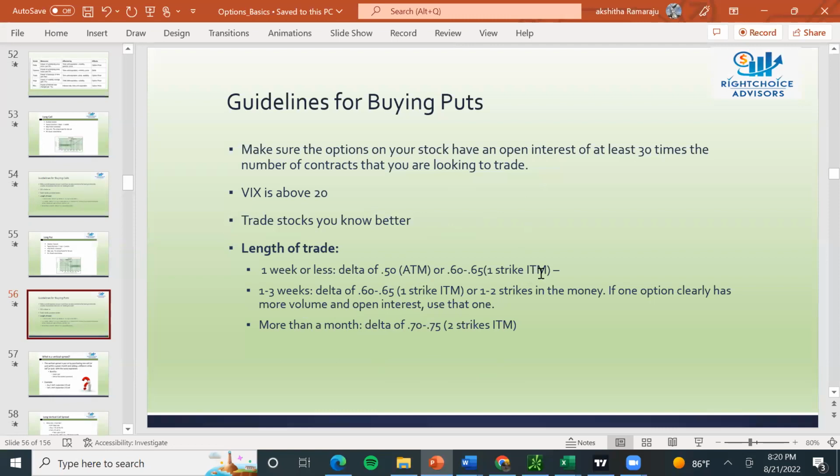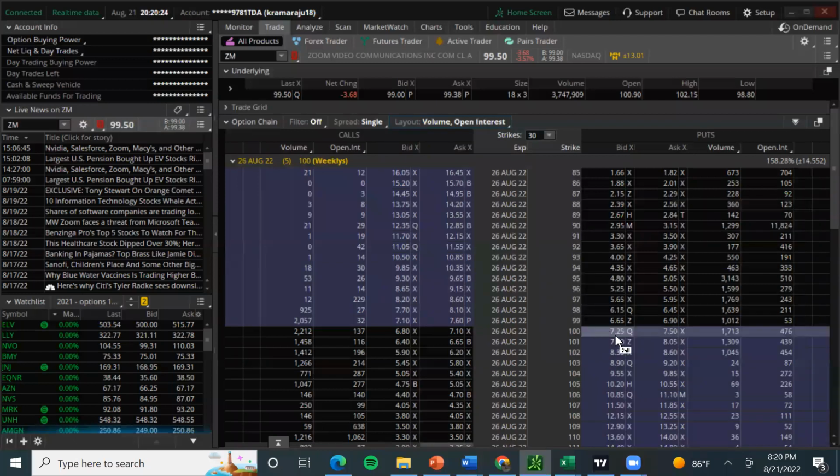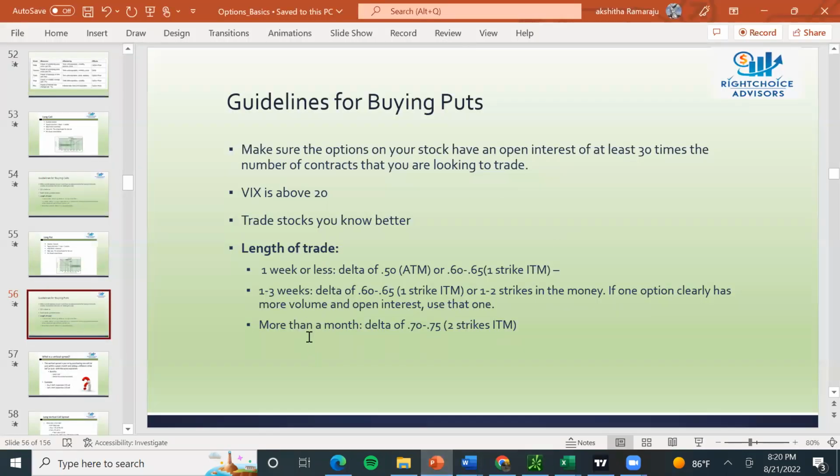Same thing, the length of the trade: if you are buying one week or less, try to see somewhere where delta is 50, at the money, or one strike in the money, right? One strike in the money means, for here, this is one strike on the call side. Two strikes means, in the calls, this 98 is two strikes in the money, whereas 101 is two strikes on the put side. So again, you look at the delta based on the expiry dates, so that you are taking a lower risk.